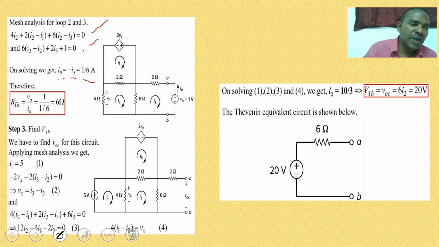Okay. So from that, RTH is equal to V0 divided by I0. V0 I have assumed as 1 volt. So 1 volt divided by 1 by 6. So finally you can get RTH is equal to 6 ohms.